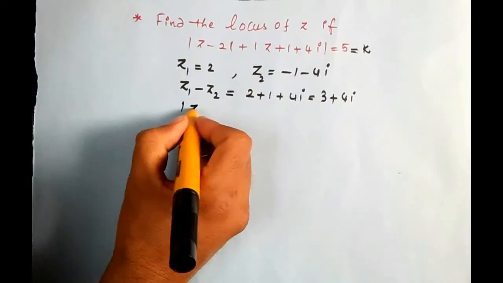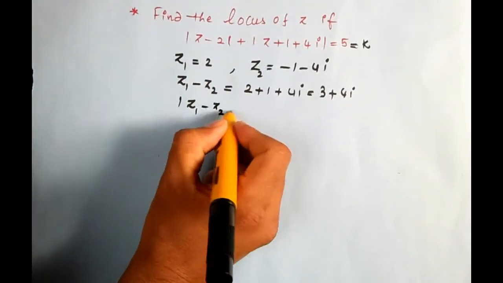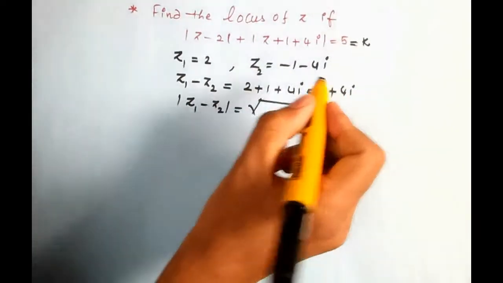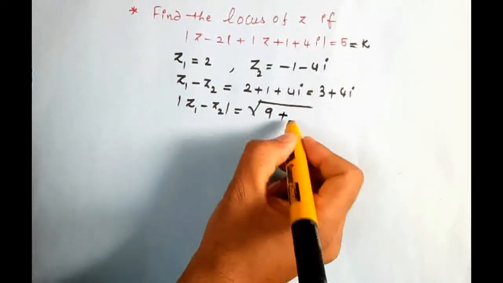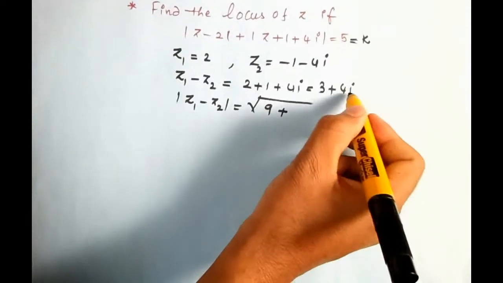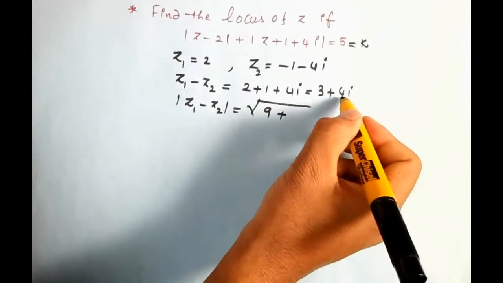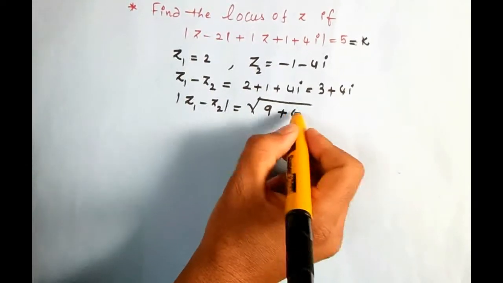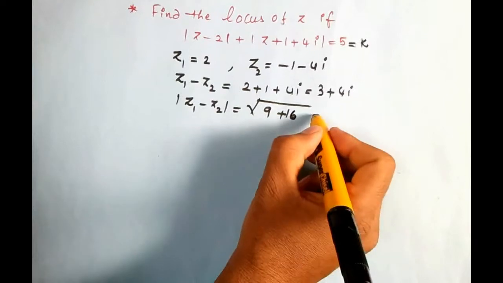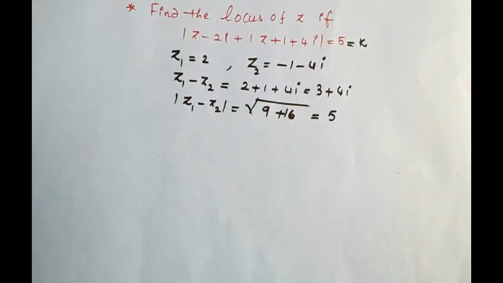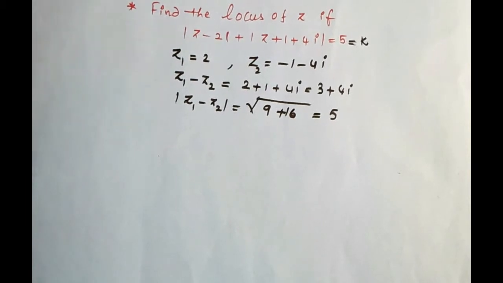Now I got Z1 minus Z2. Now I'll calculate the modulus of Z1 minus Z2. That is the square root of real part squared. The real part is 3, so 3 squared is 9, plus the imaginary part. The coefficient of i is the imaginary part, so 4 is the imaginary part. Imaginary part squared, so 4 squared, that is 16. So the root of 9 plus 16 is what? 5.